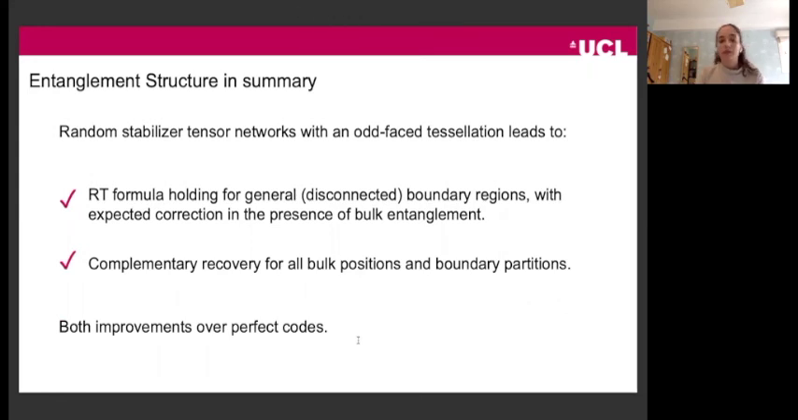So in summary of what the entanglement structure for this code is, if you've got random stabilizer tensor networks with odd-faced Coxeter tessellations, this leads to the Ryu-Takayanagi entropy formula holding in general for boundary regions that could be disconnected, with expected corrections in the presence of bulk entanglement, which they go through in the original work, and that should all follow. And again, we have complementary recovery for all bulk positions and boundary bipartitions with no exceptions. And these are both improvements over perfect codes.